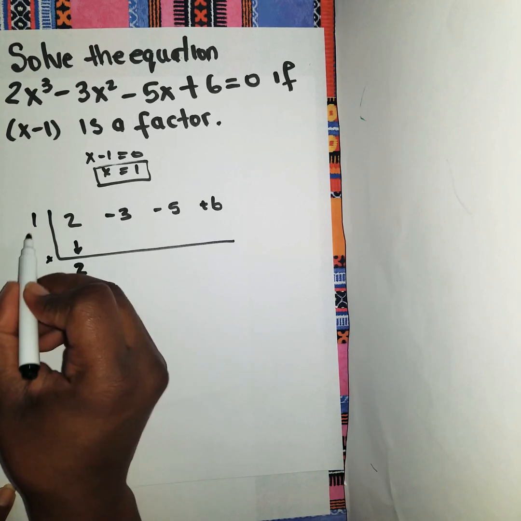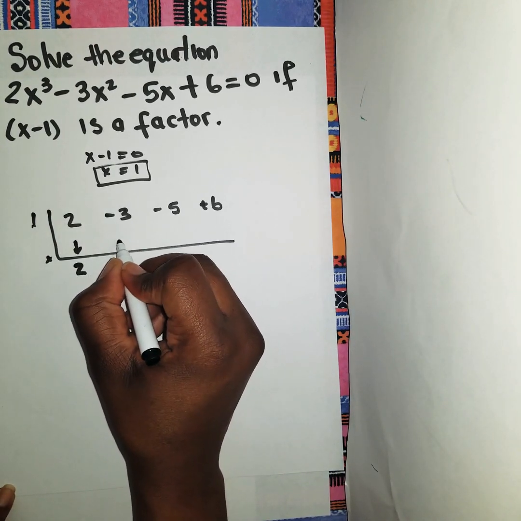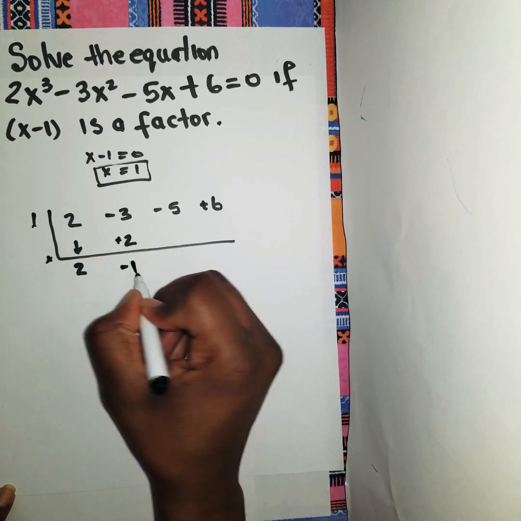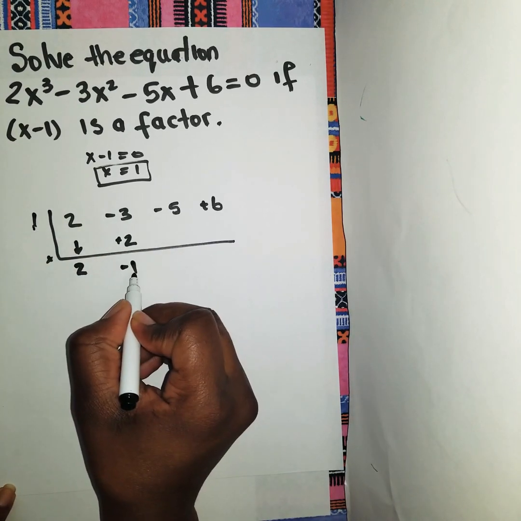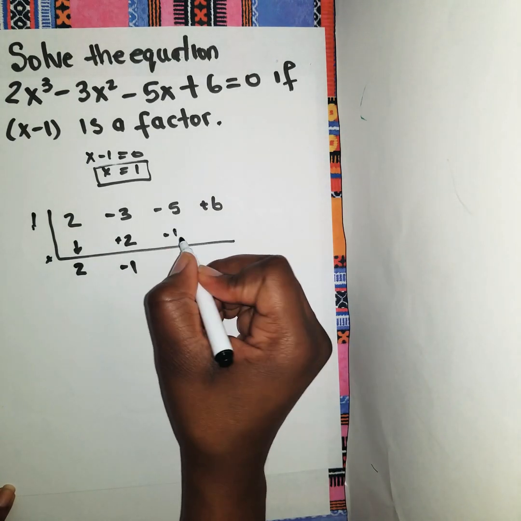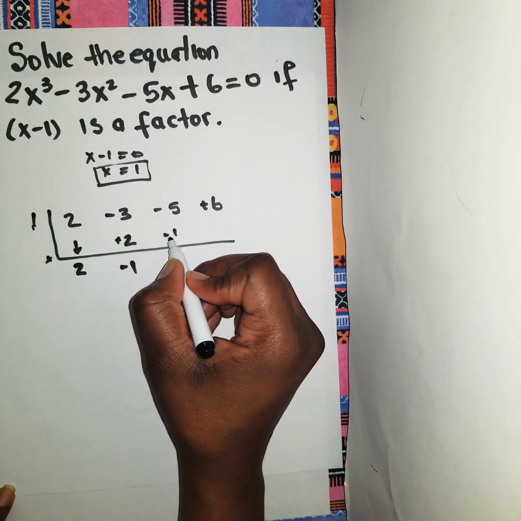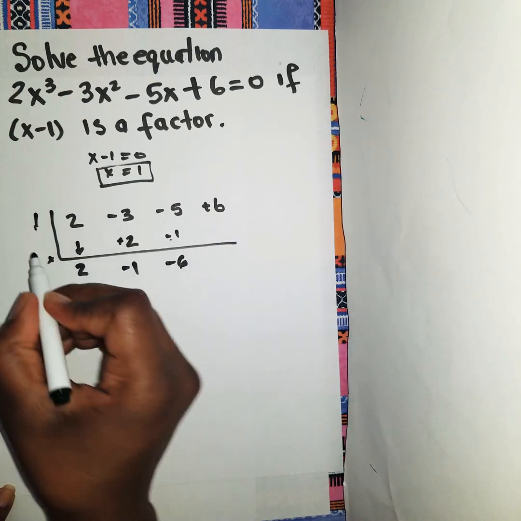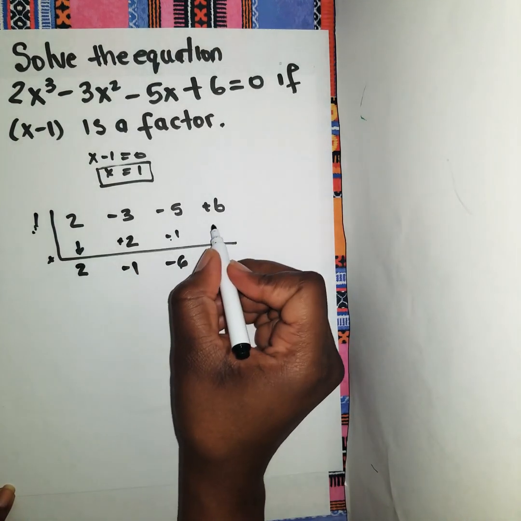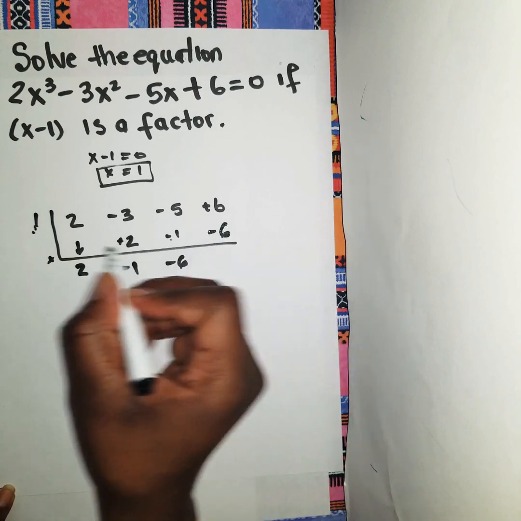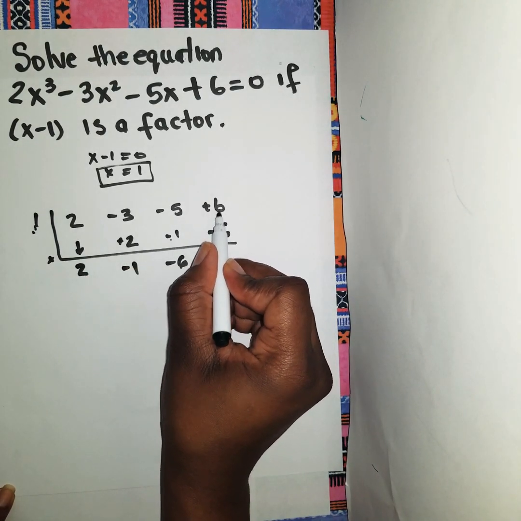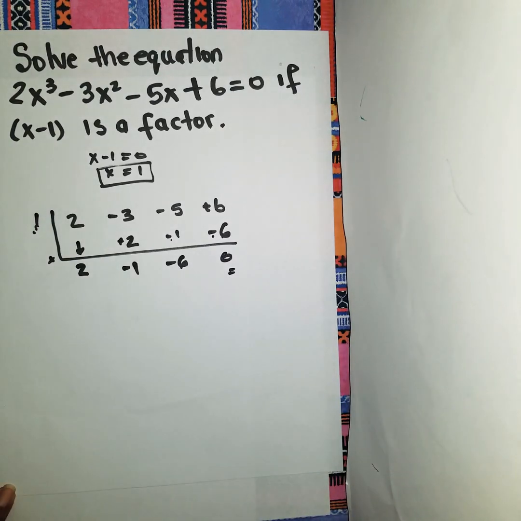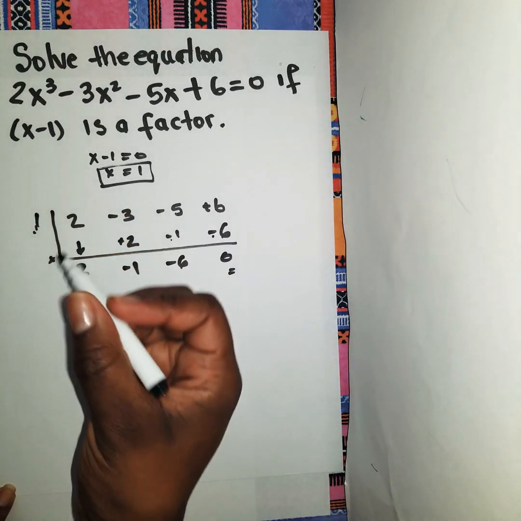So it's going to be 2. Then we multiply here. So it's 1 times 2 is 2, and it's a +2. -3 plus 2 is a -1. 1 times a -1 is a -1. -5 plus -1 is a -6. 1 times a -6 is a -6. +6, -6 is equal to 0. So we know it's true that x minus 1 is a factor.